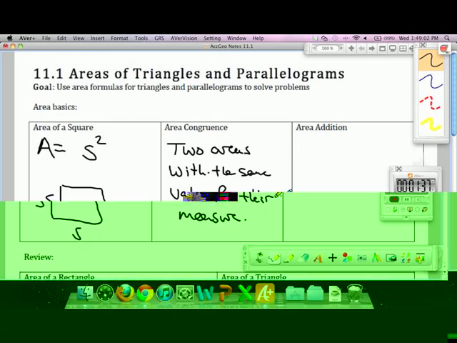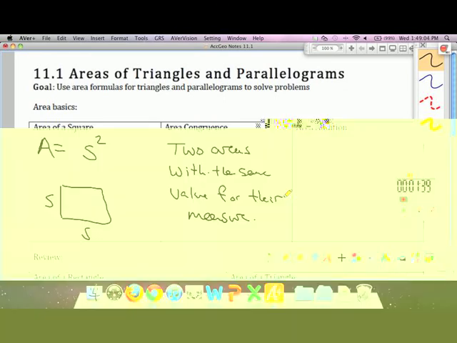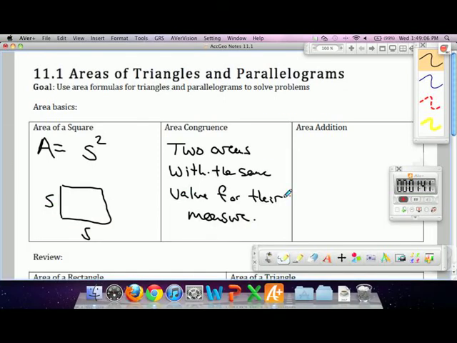Just like two segments are congruent if they have the same length, that's how we measure a segment. Two angles are congruent if they have the same angle measure. Two areas are the same if they have the same area measure. So in square inches, square yards, square miles, square centimeters, they're the same and they're congruent.